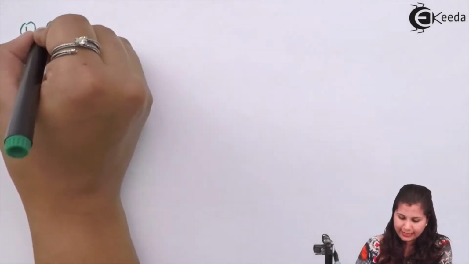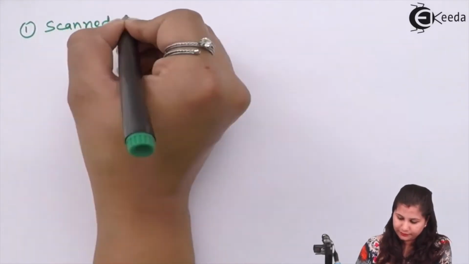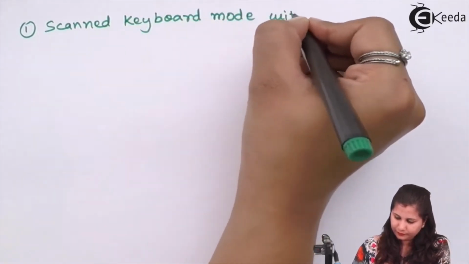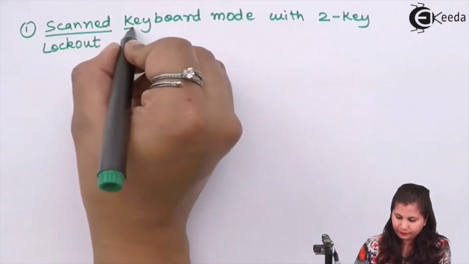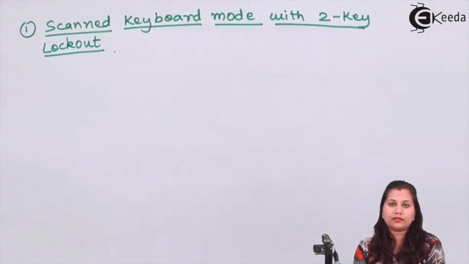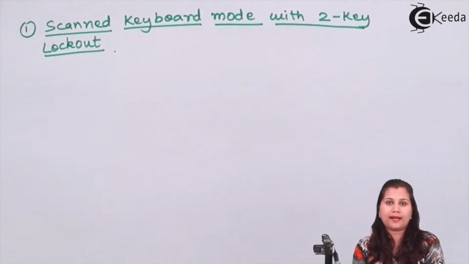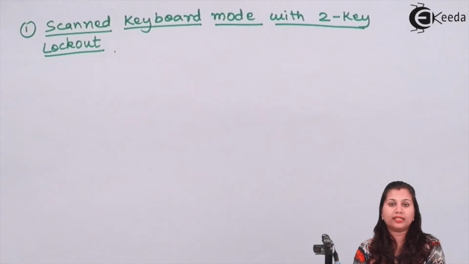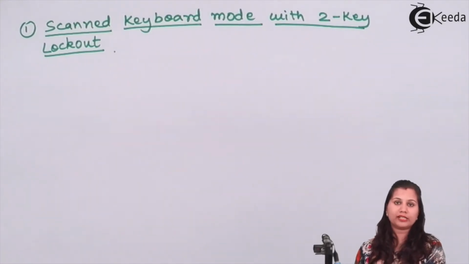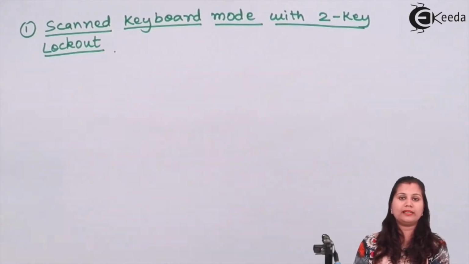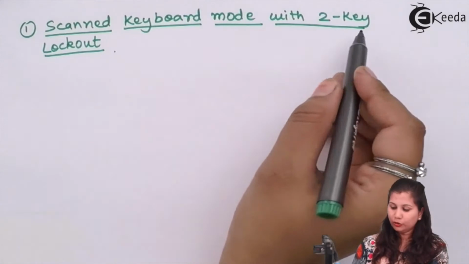First we will have the scan keyboard mode with 2 key lockout. Now when the user uses the keyboard, it may happen that two keys, or more than one key, are pressed at a time. When such situations occur, in this 2 key lockout mode the 8279 is going to scan the key code of the first key which is pressed, and the second key or the keys which are pressed after the first key will be ignored. So only the key code related to the first key will be accessed by the CPU. So this is the 2 key lockout mode.